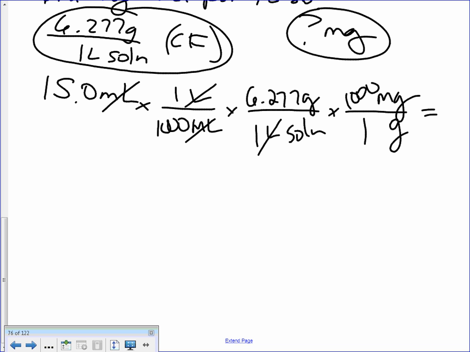Okay, before I calculate, is there any way to simplify? Thousands. Oh, sorry, I forgot to cancel my grams, just my grams. So I'm stuck in the unit of milligrams, which is what I want. And this 1,000 and this 1,000, they cancel each other out. So in my calculator, what am I doing? 15 times 6.277, and that's it. Tell me, you guys, what your answer is.